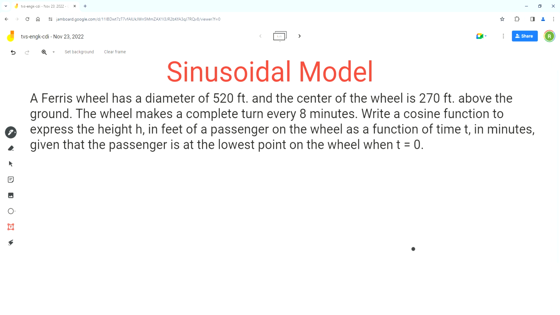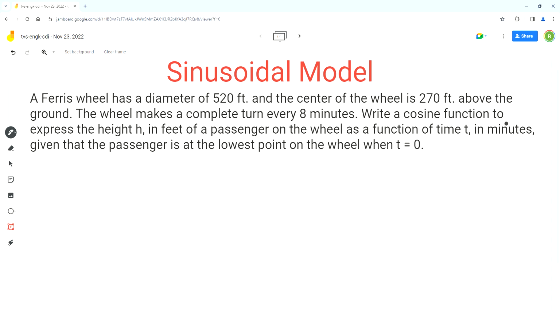So in this video, we'll solve this problem based on the concept of sinusoidal models. As per the problem, a Ferris wheel has a diameter of 520 feet and the center of the wheel is 270 feet above the ground. The wheel makes a complete turn every 8 minutes.